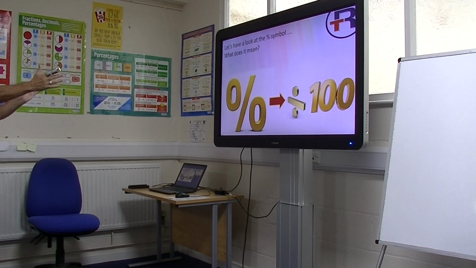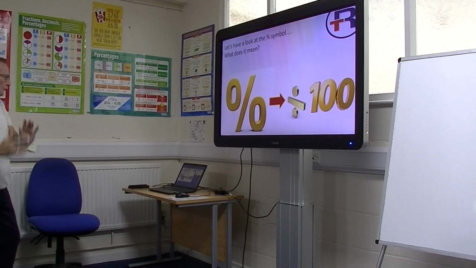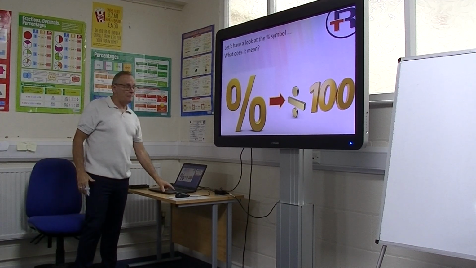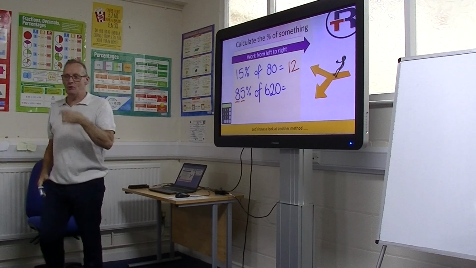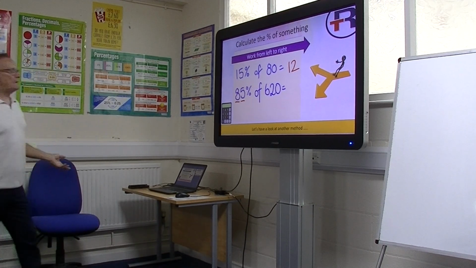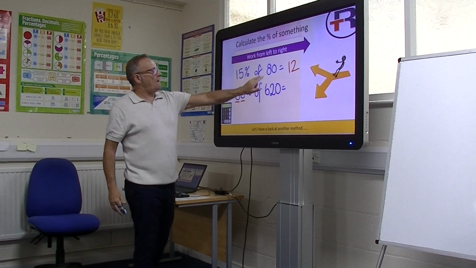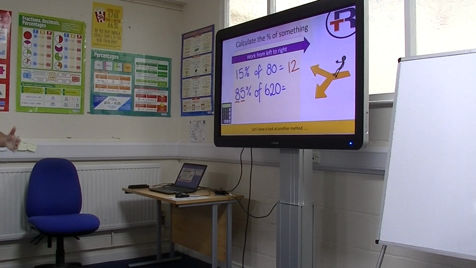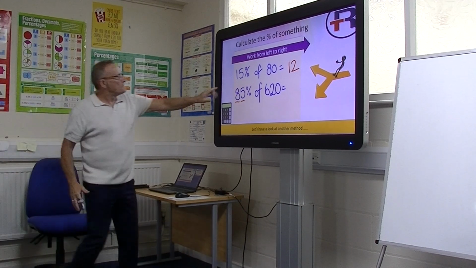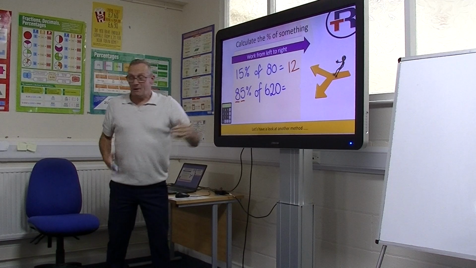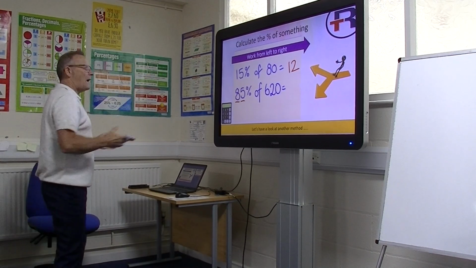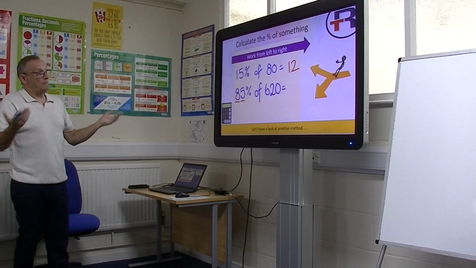I want you to visualise that slide and think to yourself, if I see that percentage symbol, I know it means divide by 100. So how can we put that into maths? Well, the first way we need to do it is to find the percentage of something. So here's our example. We work 15% of 80 out. Now let's imagine we're using a calculator on this. We're going to work from left to right because that's the way we read and the way we write down. So why don't we do maths in the same way? Makes sense to me.